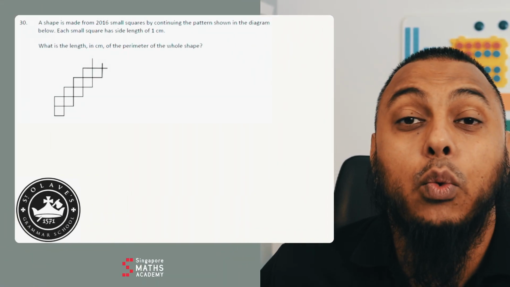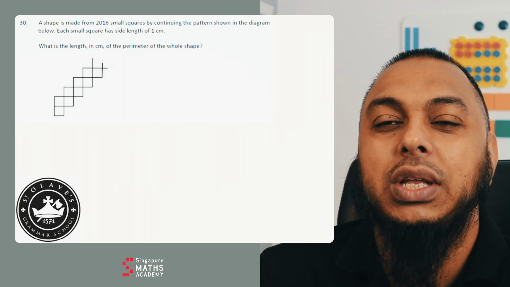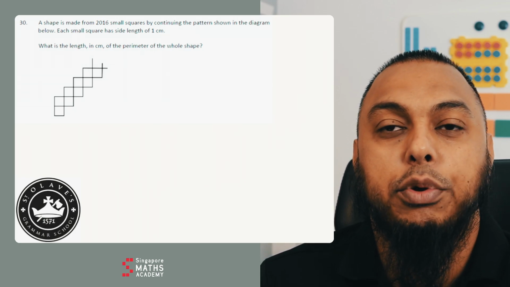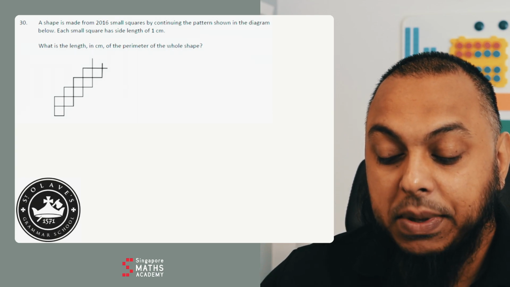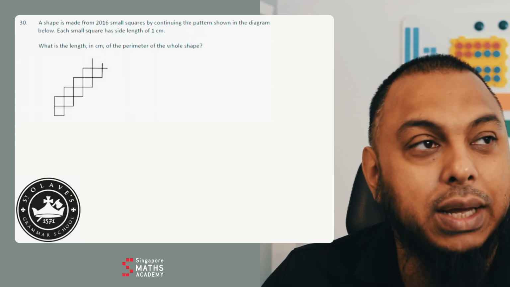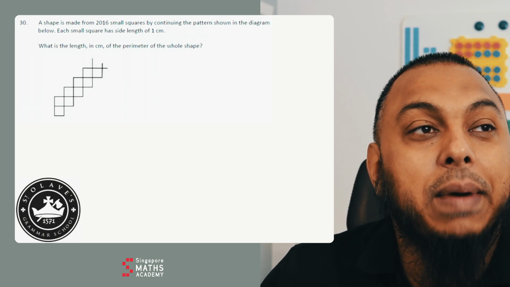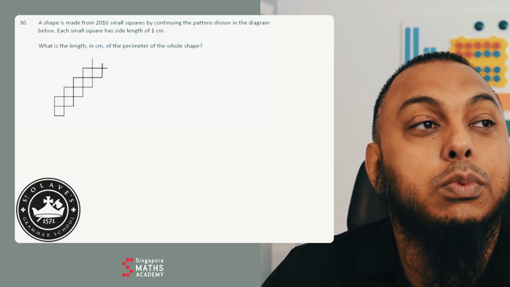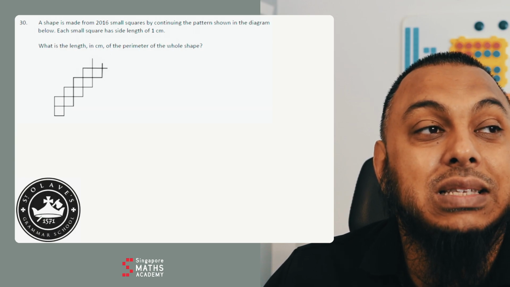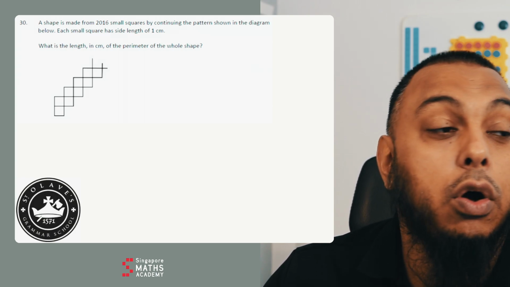Today we're looking at a really interesting patterns question where you might not initially think it's about nth term, but the nth term can really help you with this question. Now it says a shape is made from 2016 small squares. By continuing the pattern shown in the diagram below, each small square has a side length of 1 centimeter. What is the length in centimeters of the perimeter of the whole shape?